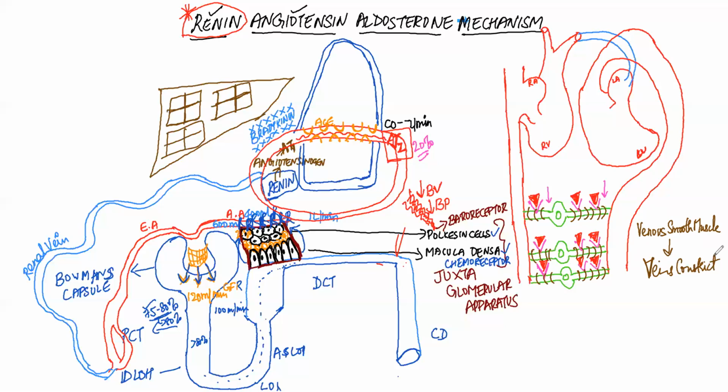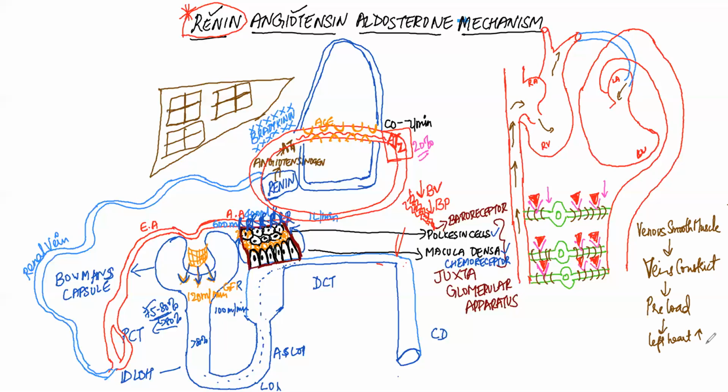Now when the veins constrict, what happens? There will be an increase in the preload. Blood is reaching the right auricle, it is reaching the right ventricle, it is going through the pulmonary circuit, and it is coming to the left auricle. So blood flow to the left side of the heart is also increasing.